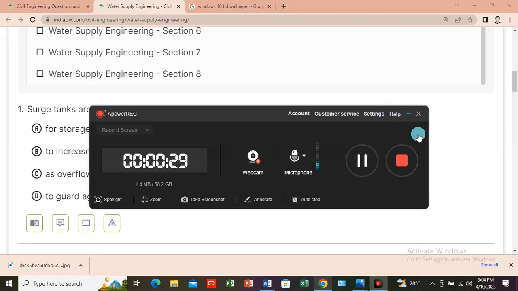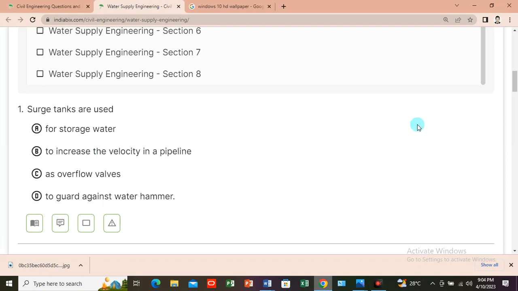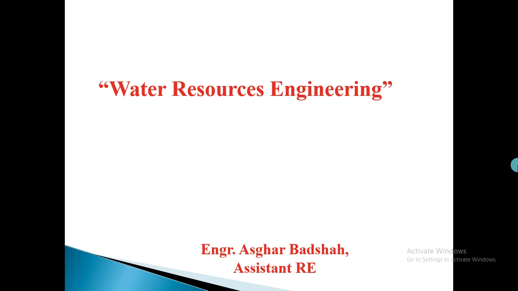So the first thing is: surge tanks are used. सर्च टैंक को हम किस चीज़ में यूज़ करते हैं? तो सबसे पहले सर्च टैंक है क्या चीज़? What is a surge tank? So we will now define a surge tank in water resources engineering.